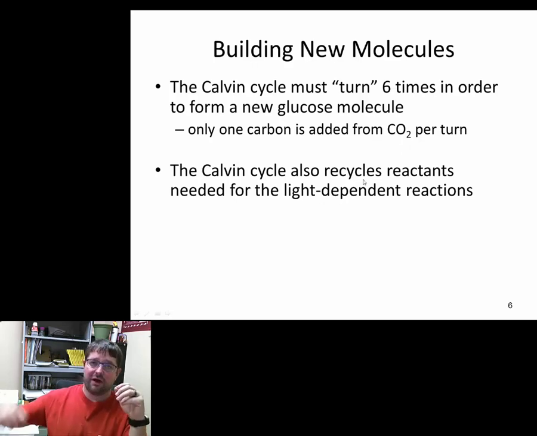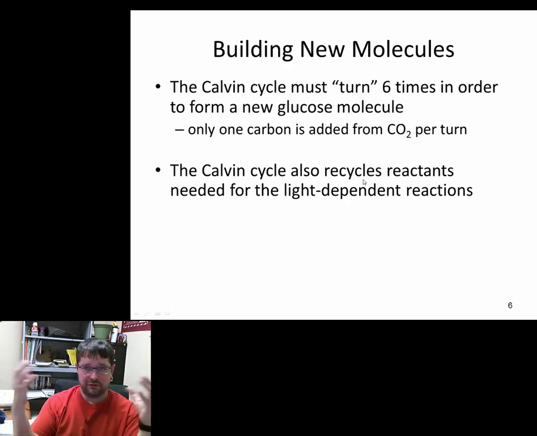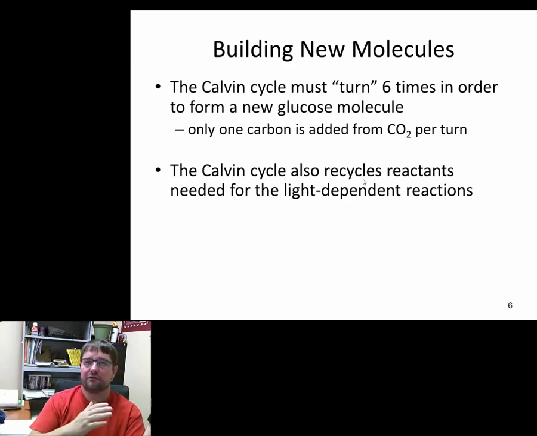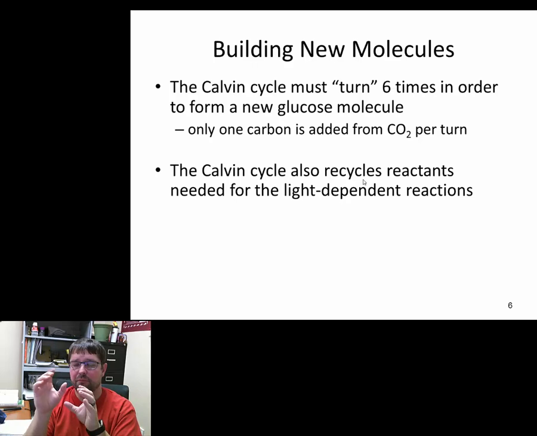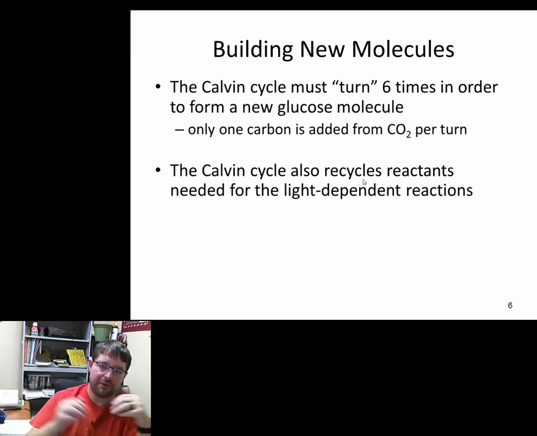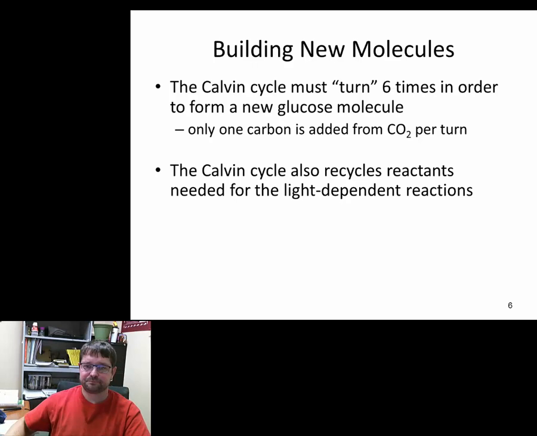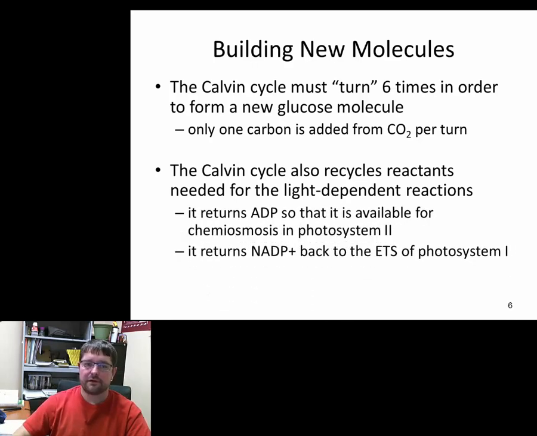The other piece is after a phosphate has been removed from ATP, ADP goes back in to the light dependent cycle. After you remove an electron from NADPH, NADP moves back into the light dependent reaction. So these reactants are reusable. Okay? And so just what I said right there.